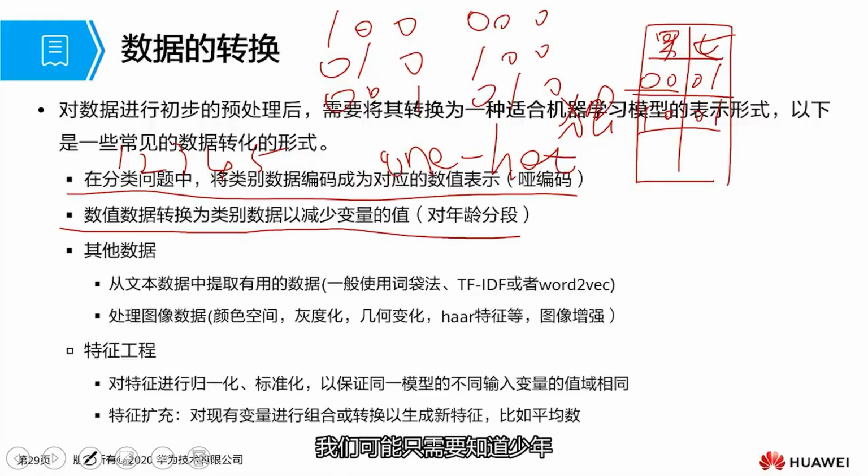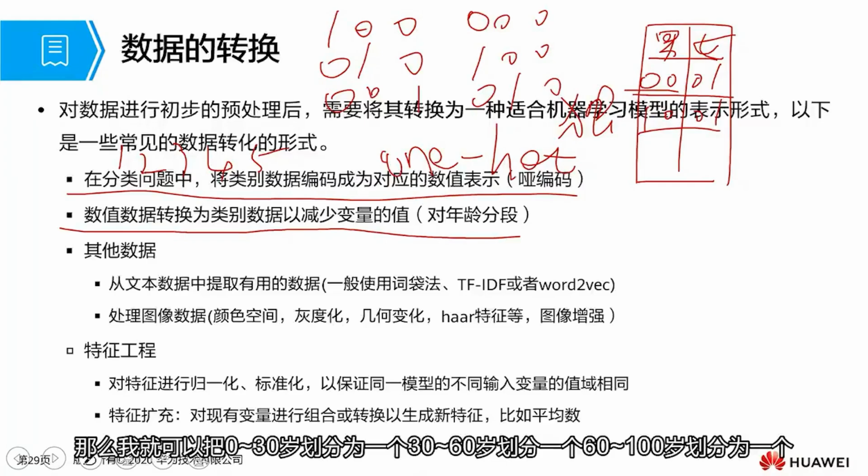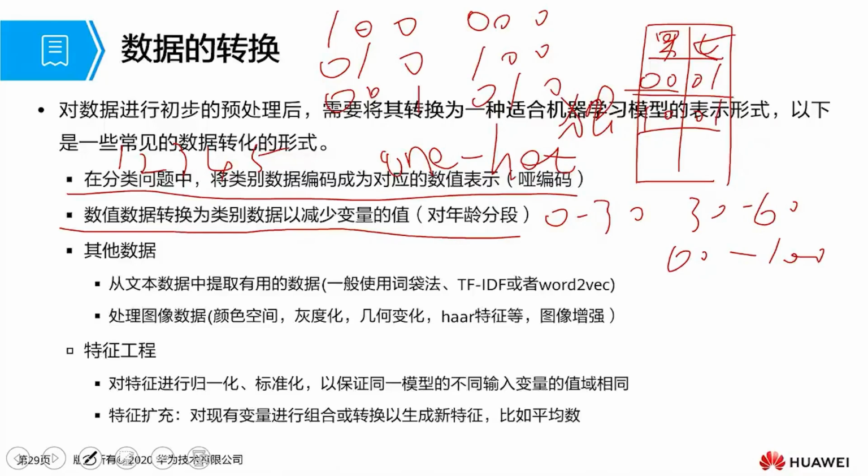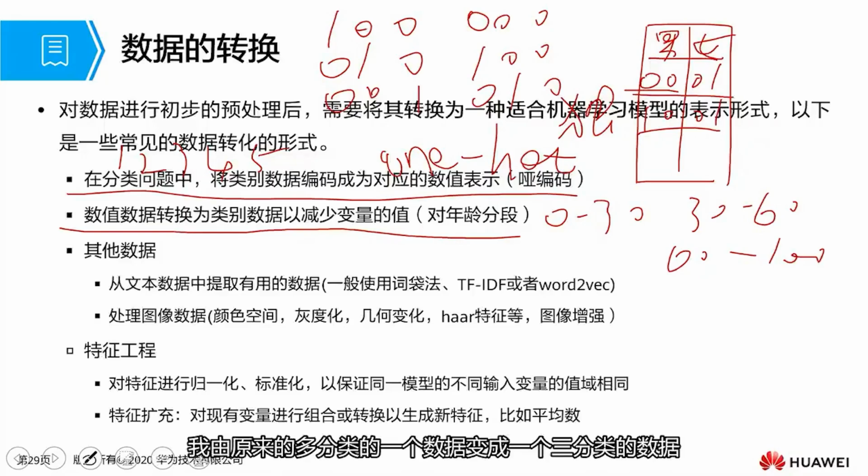Is there anything else? For example, extracting useful data from text data. Bag of words can be used. Word to vec. You need to take words like man, woman, China, foreign countries, and convert them into data recognizable by a computer. Like word to vec.